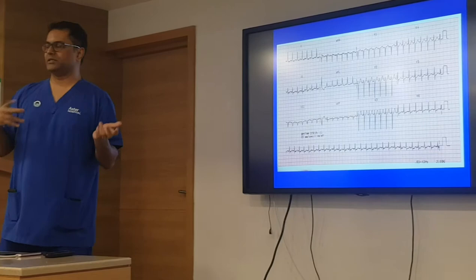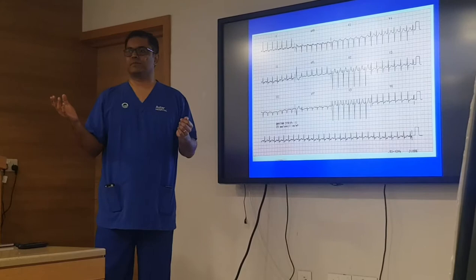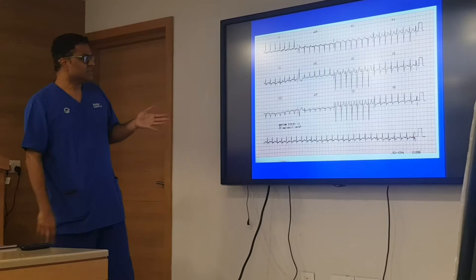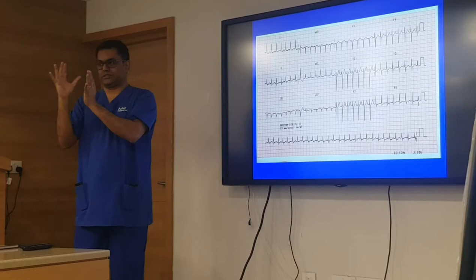Supraventricular tachycardia is useful, and I'm sure you would all have seen SVT. Who all have seen SVT? Yeah, you get young patients with palpitations. The key is that the heart rate is usually around 160, 170, sometimes 200, 220. In SVT, remember the heart rate is usually in the range of 170 to 220. And typically the QRS is narrow.